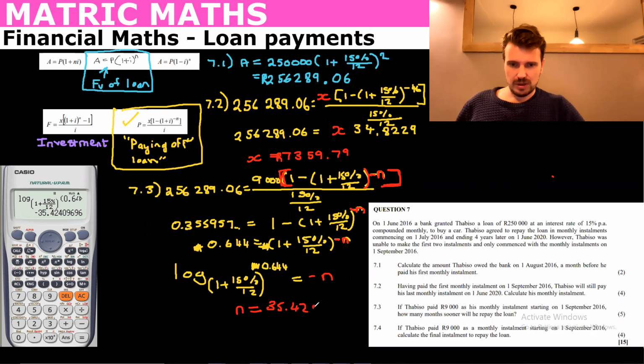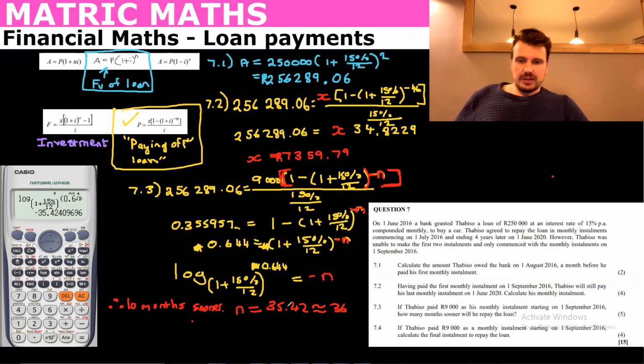35.42. And of course, there's going to be a final payment. So whatever this is, I always round up. And so it's 36 payments. So he paid 36 payments instead of 46, because remember, it wasn't 48, it was 46. So he pays it 10 months sooner. So I'm going to put that here, 10 months sooner. So I want to have a bit of space.